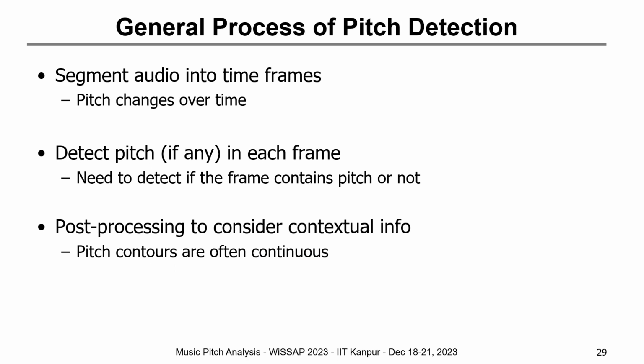Okay, so here is a general process for pitch detection. Because pitch within audio changes over time, all the time, we have to segment the audio into short segments before we do pitch analysis. So the first step is to segment into time frames. And then for each frame, we try to detect pitch, if any. And then in the third step, we do post-processing to consider the contextual information about pitch transition from one frame to the next.